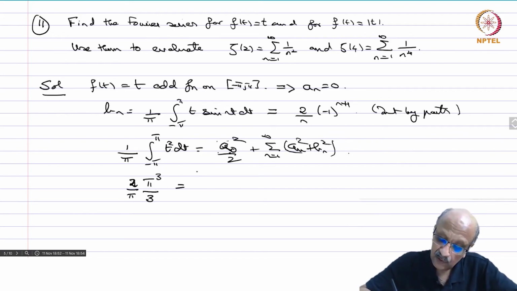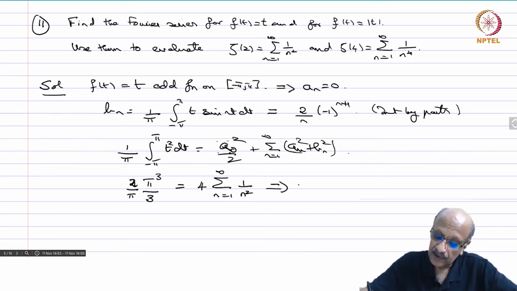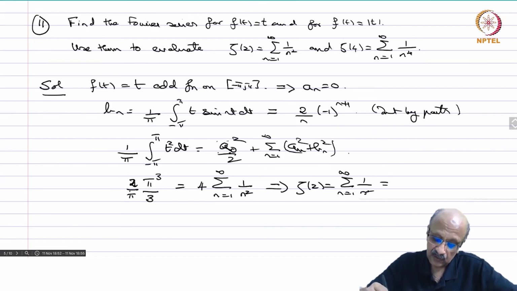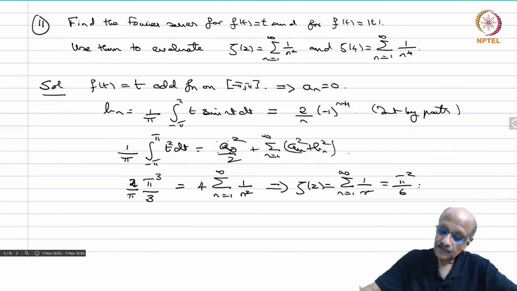That will be equal to, a naught is 0, all the a_n's are 0, so 4 times, minus 1 squared will become 1, sigma n equals 1 to infinity 1 by n squared. Therefore this implies that zeta 2, which is sigma n equals 1 to infinity 1 by n squared, is nothing but, if you take this to that side, you get pi squared over 6.